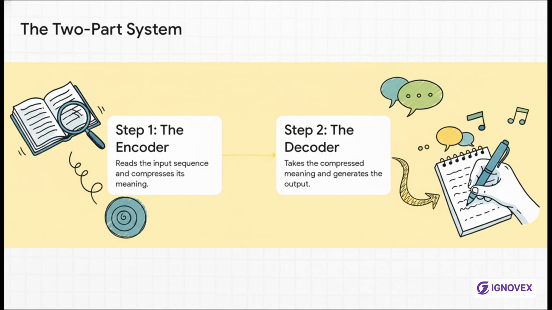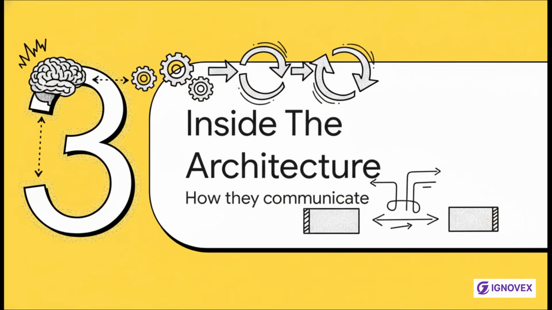And this is the magic right here, the two-part system. The best way to think about it is this. The first part, the encoder, is the reader. Its one and only job is to read the original sentence and just understand it. The second part, the decoder, is the writer. It takes that understanding and uses it to generate a brand new sentence. One part understands, the other generates. That's it.